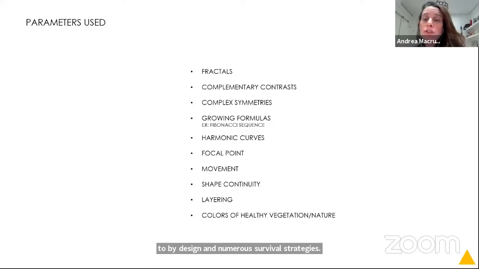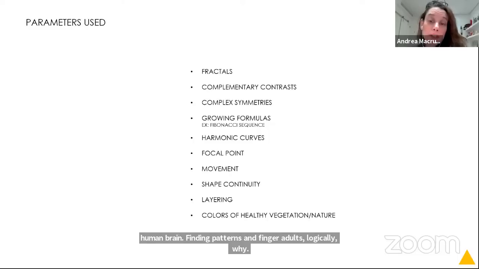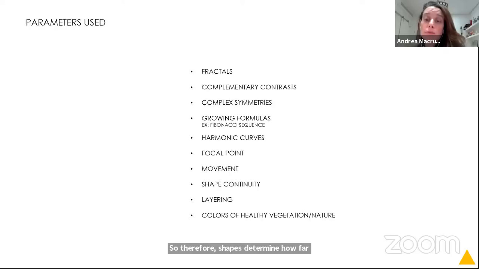Our departing point was that pattern recognition and inductive thinking are special abilities of the human brain. Finding patterns and figuring out logically what those patterns suggest about what will happen next is very important. Therefore, shapes determine how fast an image is perceived, understood, and recorded. We have evolved to register, investigate, and prefer certain forms over others in fractions of a second. So this fact may help explain why patterns constantly appear in human design.